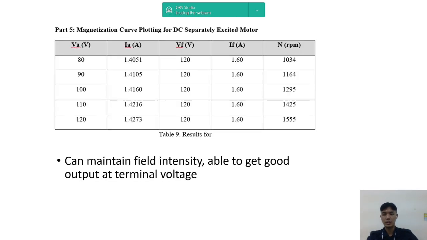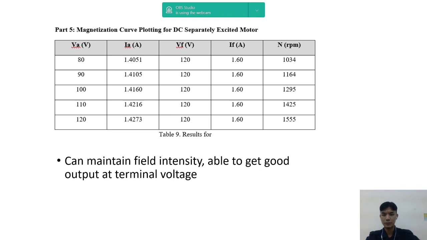Okay, next, the last part 5, magnetization curve plotting for DC separately excited motor. Okay, this is the result for the DC separately excited motor. You can see that when VA increases, IA also increases, and the speed increases. But when VF remains constant, IA also remains constant. You can see that DC separately excited motor can maintain field intensity and is able to get good output at terminal voltage.